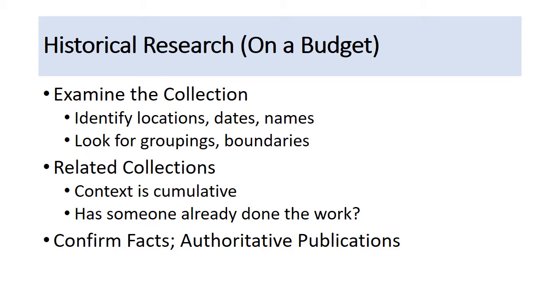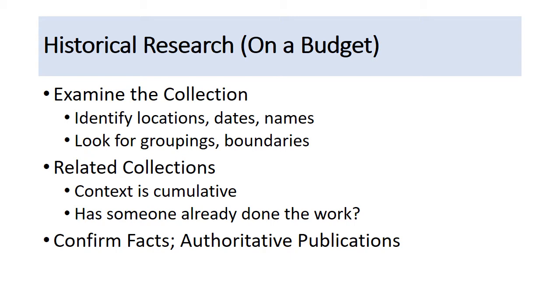We identify dates where available, and both proper names and, for example, mine names or mining district names, town names, any sort of proper names that we can find. We look for groupings. We look to see if there are groups of photos that we can put together in some way. We look for boundaries. For example, what is the date range of this collection? Is it focused on one particular mining district, or is it running through the county or even the state? And we look for related collections.